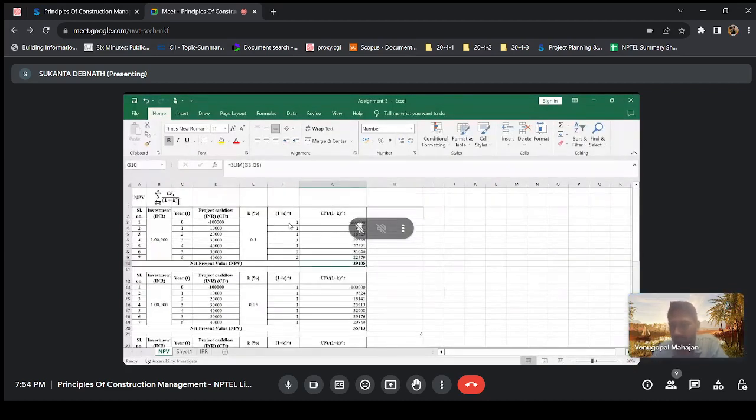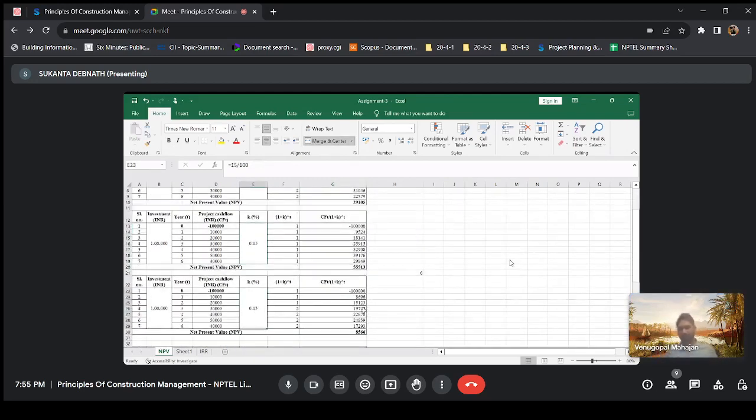This is the formula I have followed, sir. Yeah, it should be. This is the one you should have followed. Yes, sir. So I have calculated for 5% and then 15%. For 5% the NPV is coming to this, and for 15% this. I have just calculated for these two. Yeah, this makes sense. Let me check by the interest table.